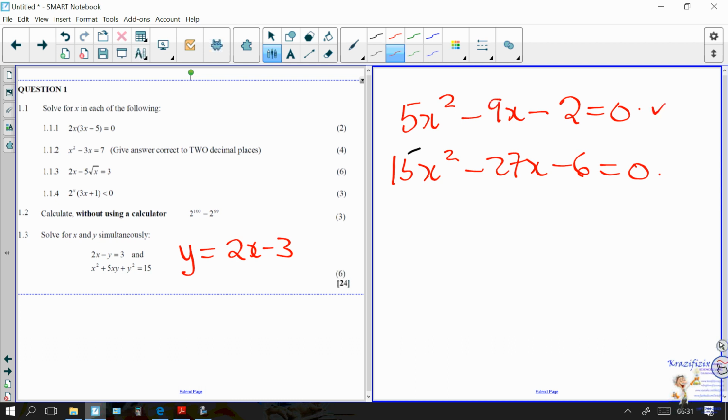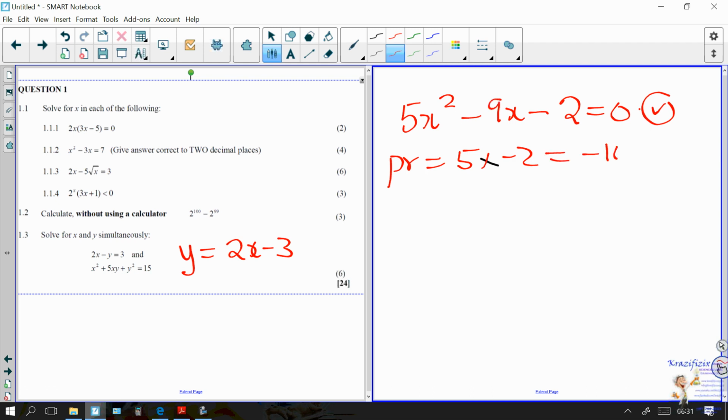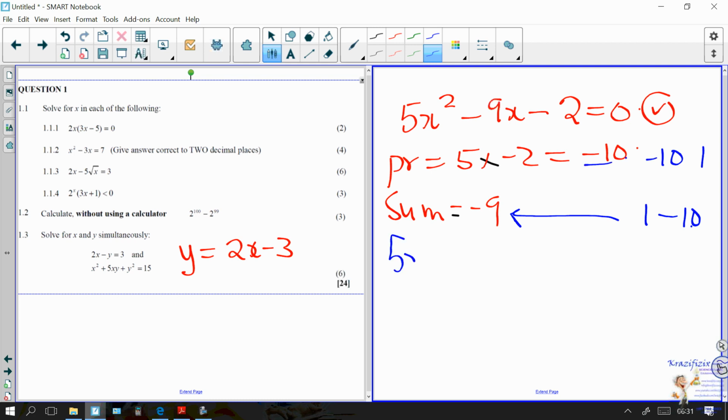Either you use this or this, but it's preferable to divide through so that we use the lowest numbers. Now, what is my product? 5 times negative 2, which is equal to negative 10. What is my sum? My sum is negative 9. What can I multiply together to get 10? 1 minus 10 would give me negative 9, and 1 times negative 10 would give me negative 10. Those are my factors.